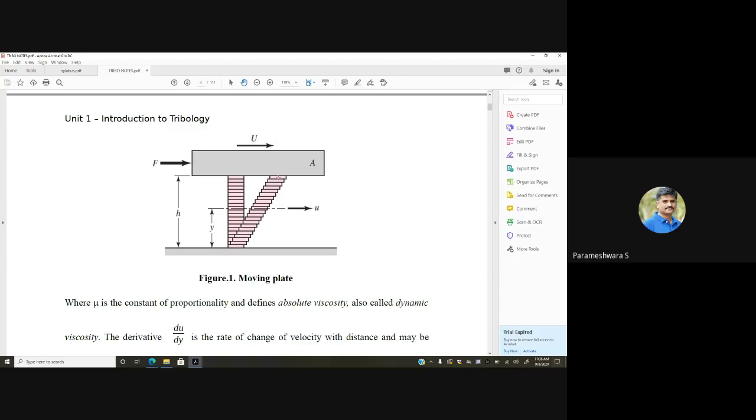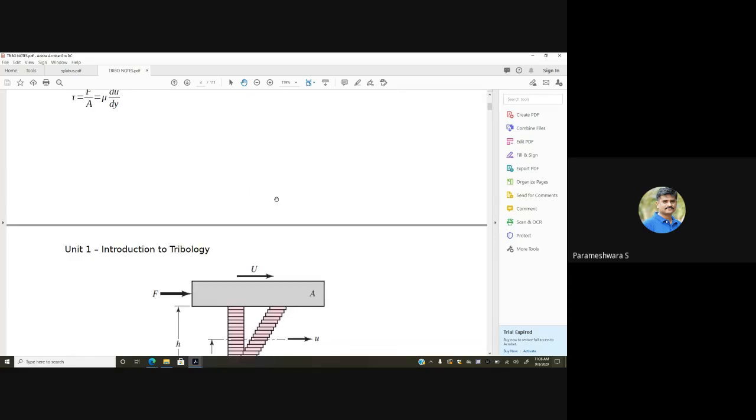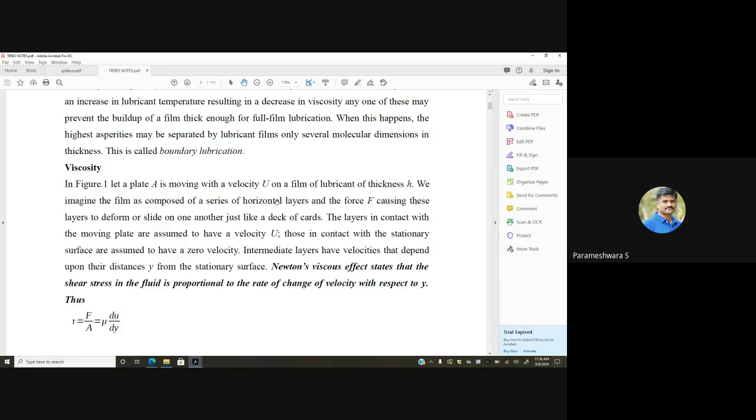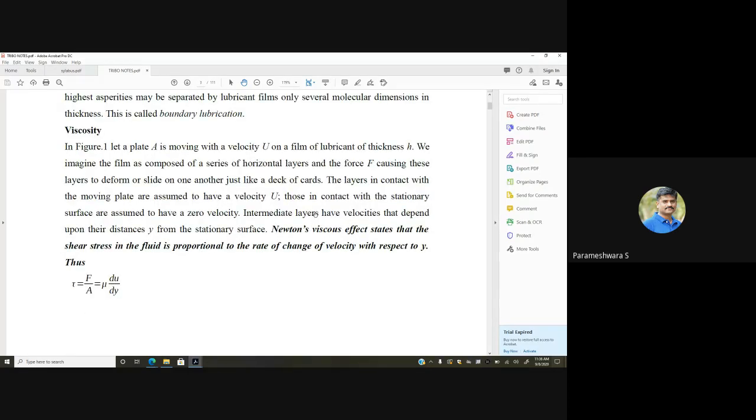The particles which are associated with the upper plate, the moving plate, move with a higher velocity, and this velocity slowly comes down, and the particles which are associated with the static plate, the bottom plate, will have zero velocity. Like that, the velocity gradually increases from point to point, and the particles associated with the moving plate will have maximum velocity. That you should understand, and that is being stated over here.